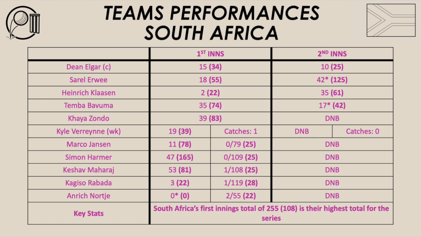And that's been the common theme for South Africa. As we saw in Melbourne, they conceded over 500 runs in the first innings. And they've conceded over 400 runs in the first innings here in Sydney. 4 for 475 Australia made. That's a big score to concede in the first innings.